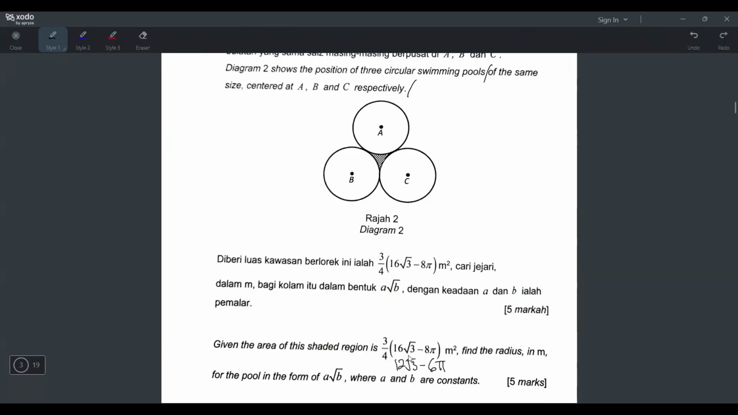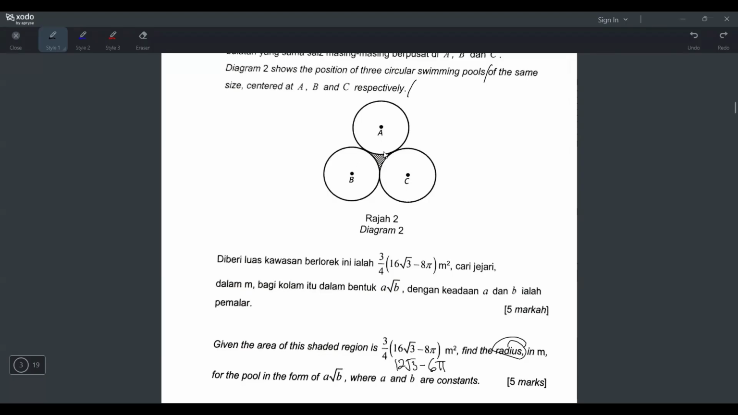Okay, now what we do is we keep reading. They say find the radius in meter for the pool. It means that I want to find like the radius of the pool. And then they say in the form of a square root b, where a and b are constant. So not only they want to find radius, they want to make sure it's in this form. So I don't think you should tekan the square root later. Okay, I think your answer will have square root later, but you shouldn't tekan it because you want the answer to look like this.